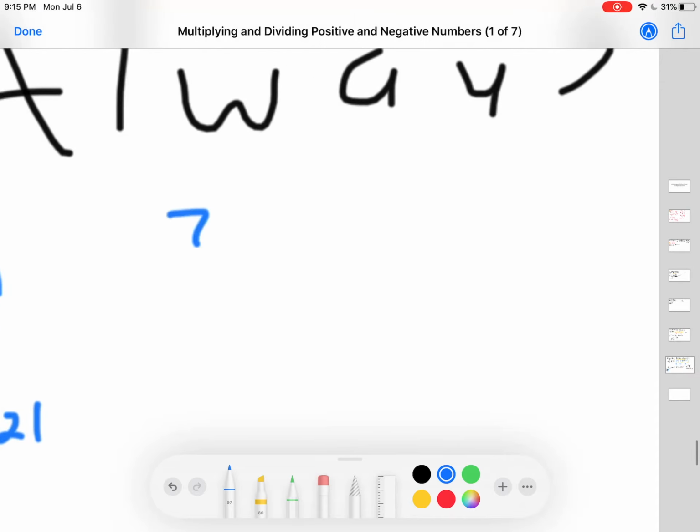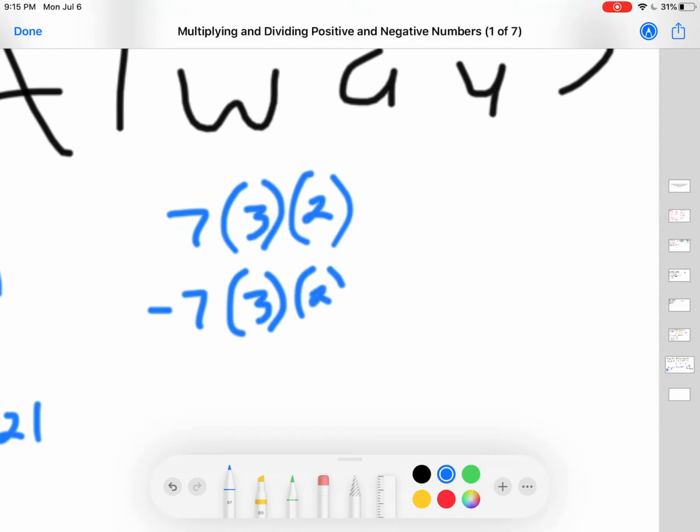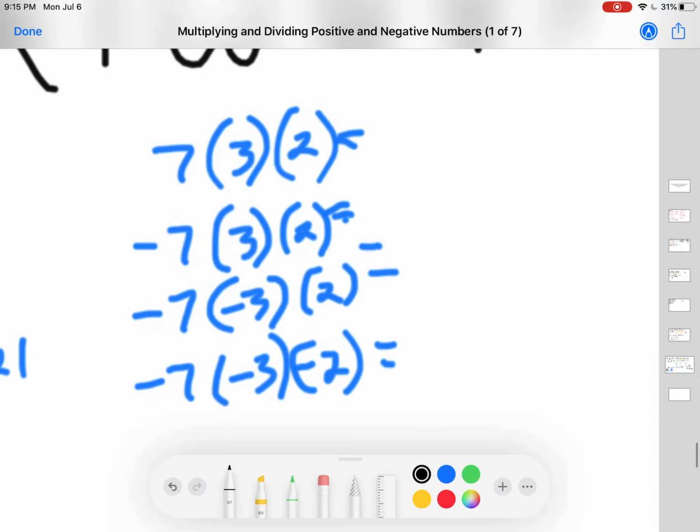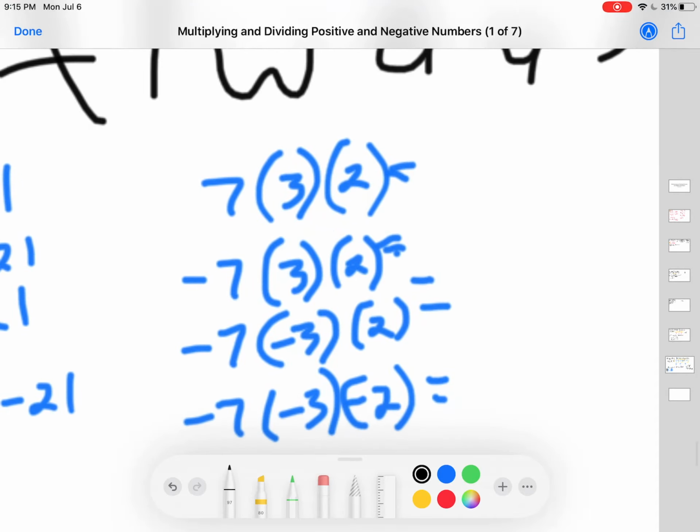Simple. What if we have three numbers? Let's try 7 times 3 times 2. Or negative 7 times 3 times 2. Or negative 7 times negative 3 times 2. Or negative 7 times negative 3 times negative 2. Okay, let's see what happens. All right, first thing I'm going to do is go left to right. 7 times 3 is 21. 21 times 2 is 42. No reason to put it negative.